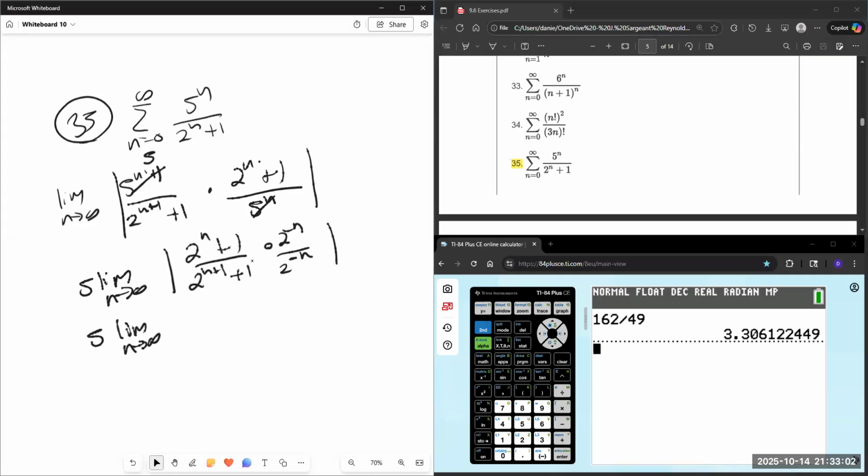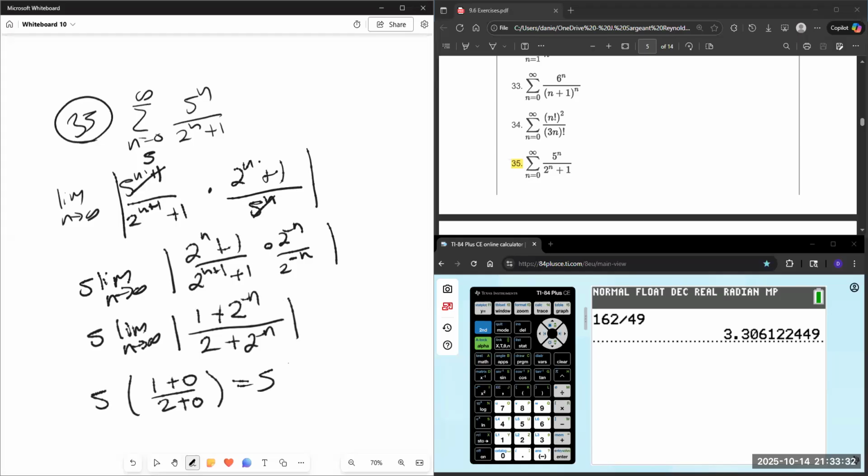This is 5 times the limit as n goes to infinity of 1 plus 2 to the negative n over 2 plus 2 to the negative n. That is 5 times (1 plus 0) over (2 plus 0), which is 5 times 1/2, which is 5/2, which is going to be greater than 1. So this diverges.